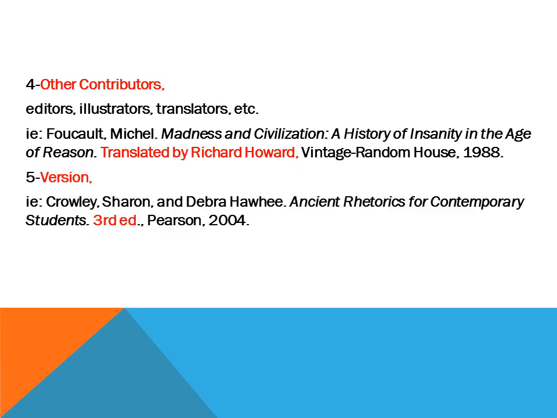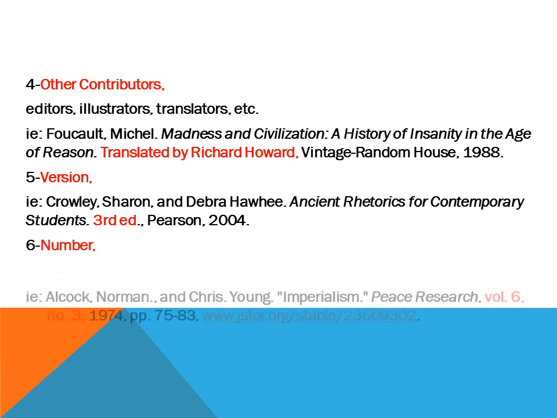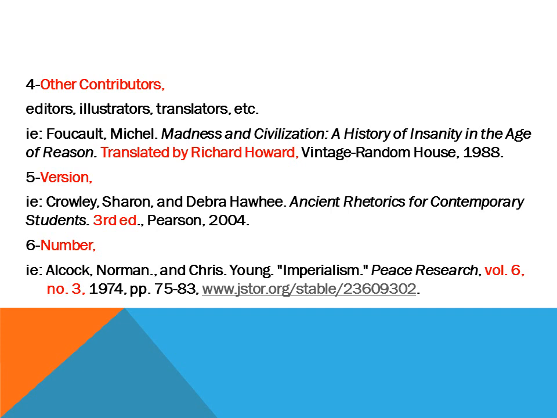The fifth feature is the version, with which we can answer this question: which work are you citing exactly? If a source is listed as an edition or a version of a work, include it in your citation. As in our example, this book is considered the third edition. Sixth, number. Some containers, such as journals, have a numbered sequence that should be cited. For example, in our case here, the journal Peace Research is volume 6, number 3, and we have to mention this.